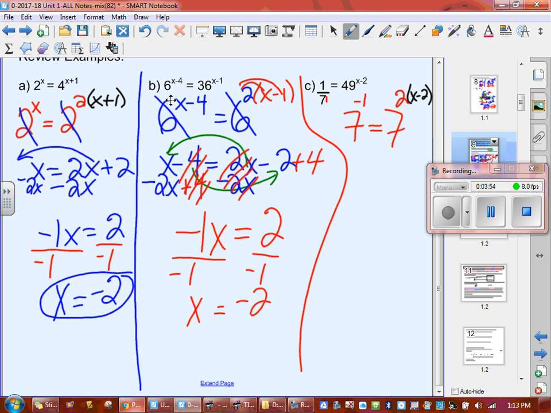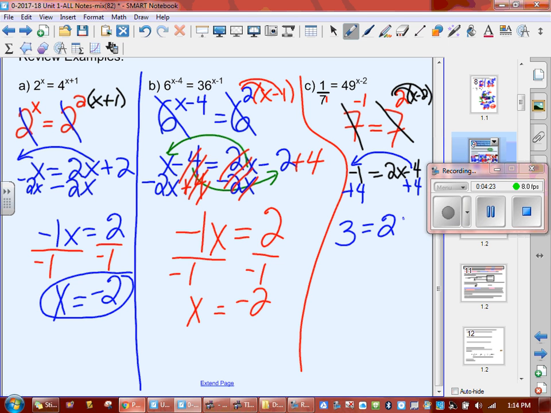Now we can drop our bases. Bases are gone, and I have negative 1 equals. Now I've got to multiply into that bracket, so I'm going to have 2x minus 4. The x's are on the right, so I'm going to take the negative 4 to the left. This negative 4 is coming this way by adding 4, so we're going to add 4 to both sides. That gives me 3 equals 2x.